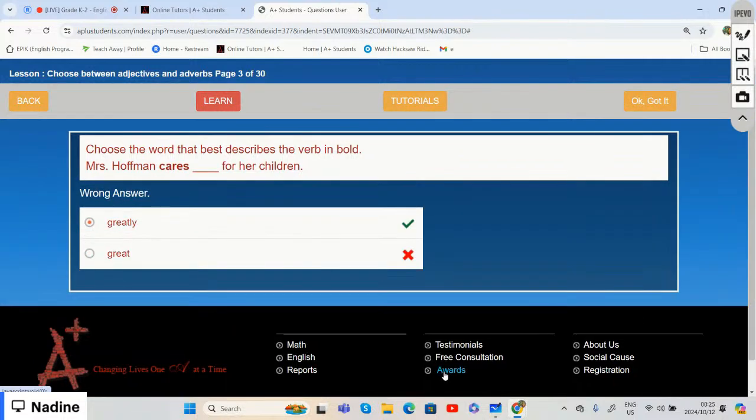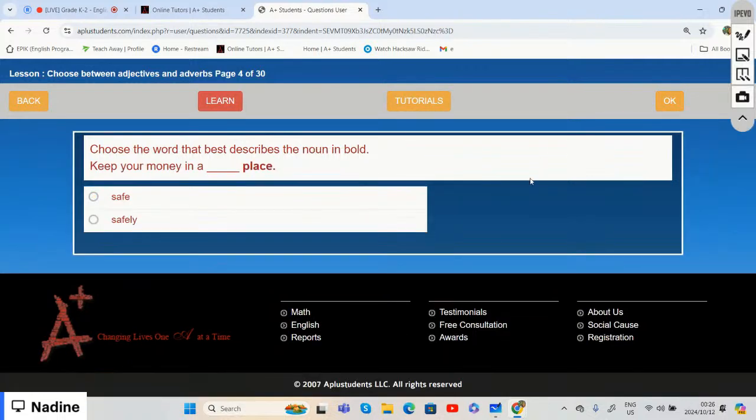You see, when it comes to a verb, and then our adverb, it ends with an ly. So cares, it's the action. So we say it's greatly. How does she care? Greatly. Whenever there's an adverb, we add the ly. But no worries. Good trying. Well done. Let's go to the next one.